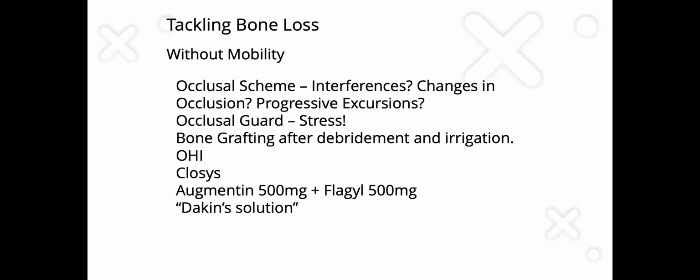Occlusal guard, we want to stress that to anybody getting a dental implant. I'd say an occlusal guard is a must. Fabricate that for them if you want to include that in their initial fees. Bone grafting after debridement and irrigation. Okay, that's something to consider as well. We can do that if it's conducive for that region. Go over oral hygiene instruction, place them on Closys, consider Augmentin and Flagyl, and the Dakin solution.